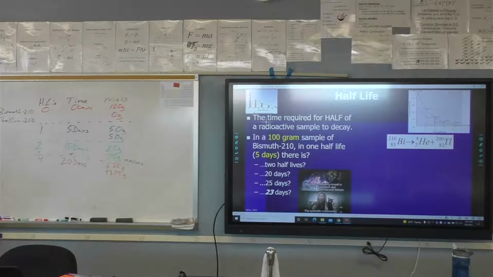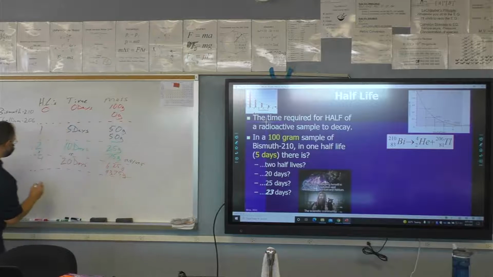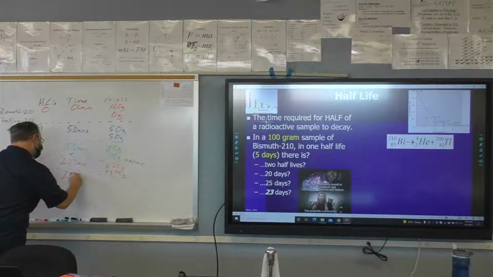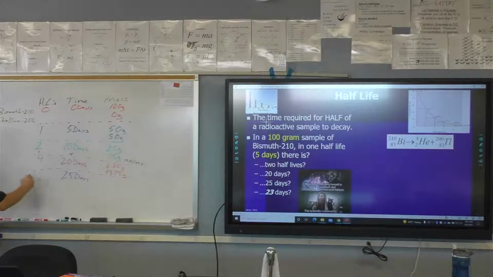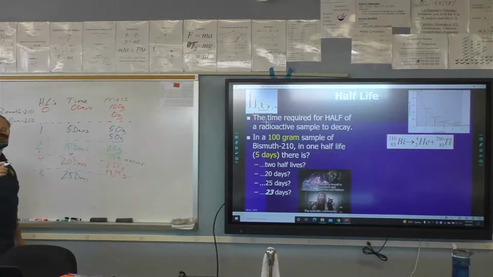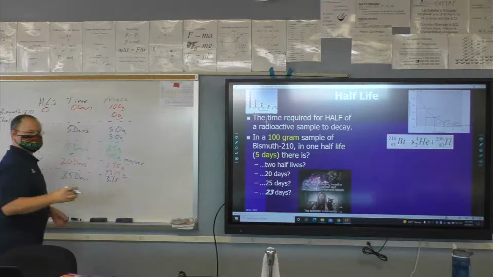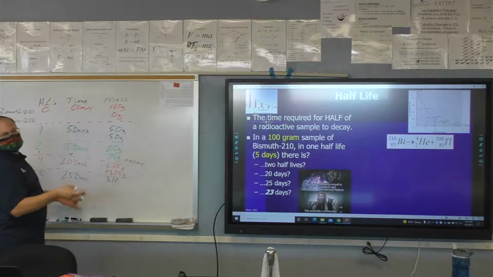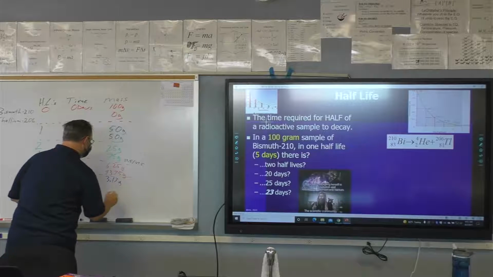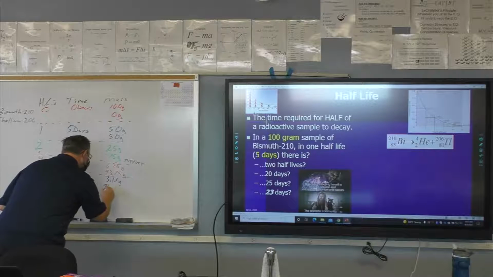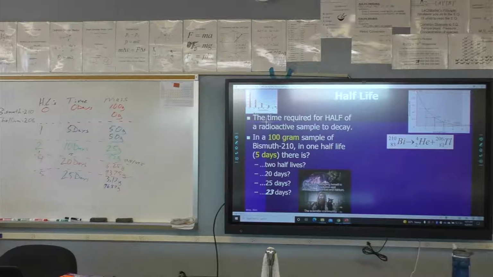So next, 25 days. How many half-lives is 25 days? 5 half-lives. And how much bismuth is left over? 3.13. 3.125. Yeah, we're just going to stick with the 3. We're going to round to 3 numbers. So that means there is 96.87 grams of thallium. Does that make sense?